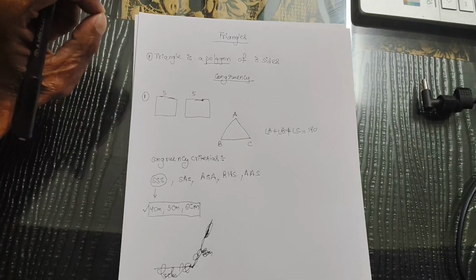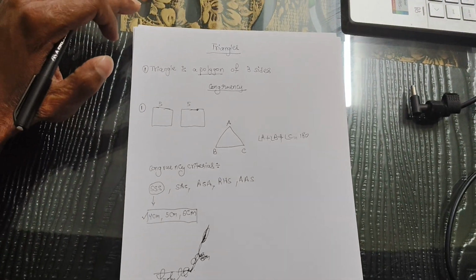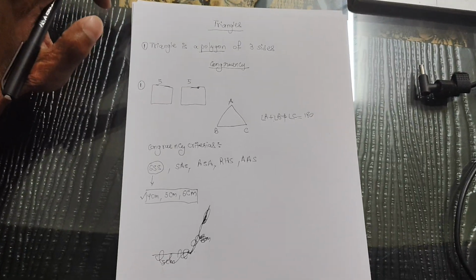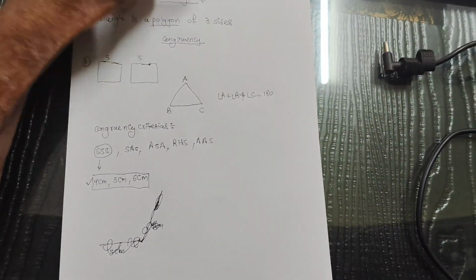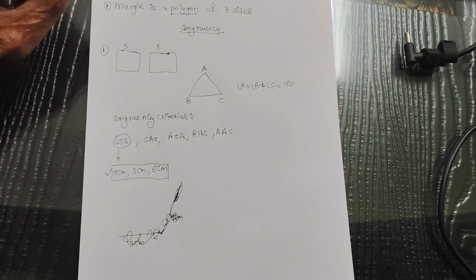Today we're going to start the geometry for class 9 CBSE. The topic is going to be triangles. In these triangles, you guys have to be updated with some kind of points, okay?